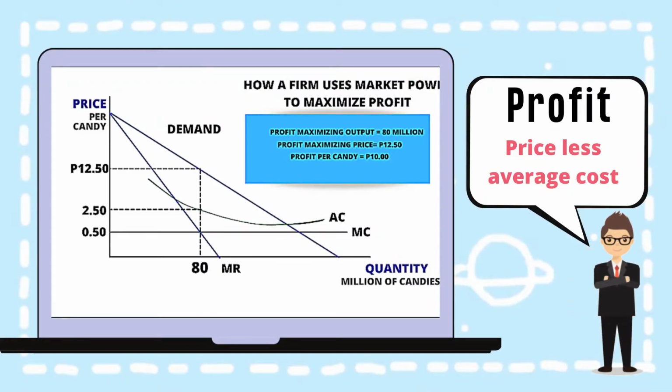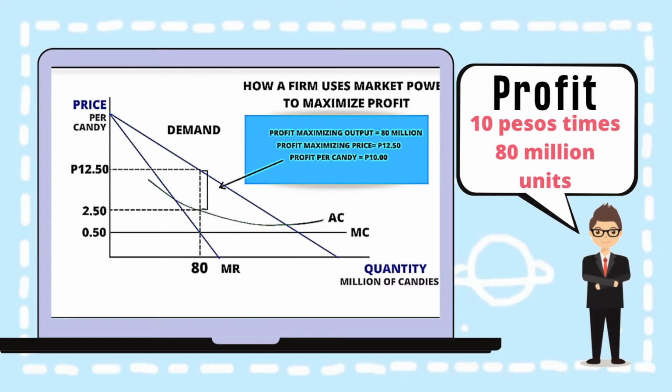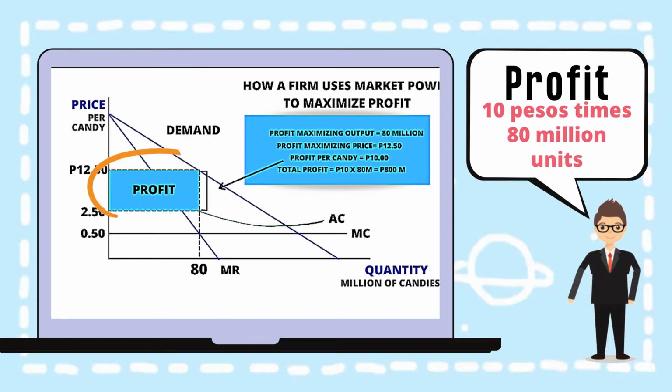Introducing the average cost curve, we can now show the total profit in the diagram. The profit is the price minus the average cost. In this case, it is 10 pesos per candy times the quantity, which is 80 million units. Accordingly, the profit is the shaded area given in the figure. And there you have it.